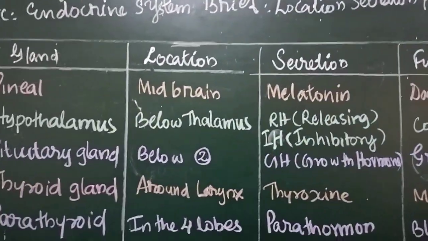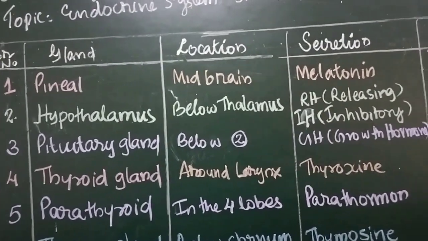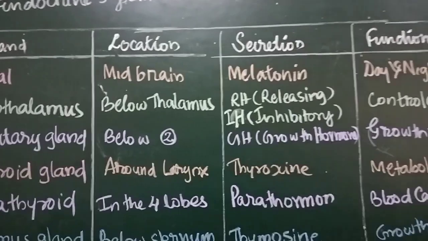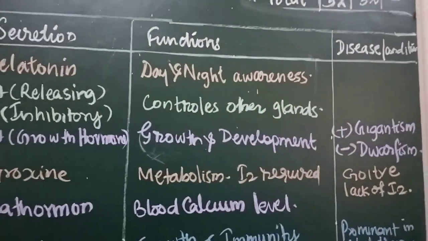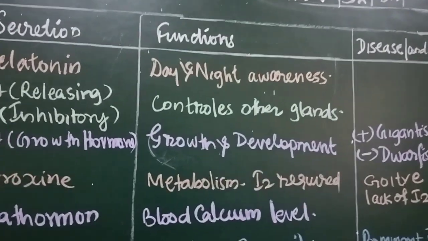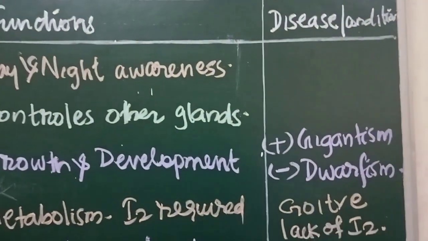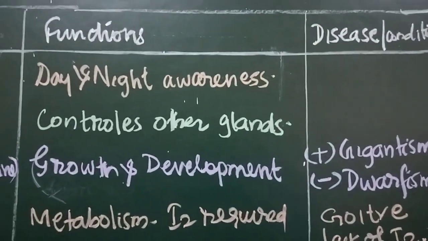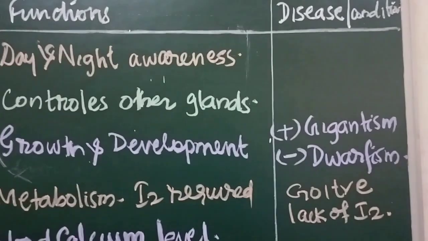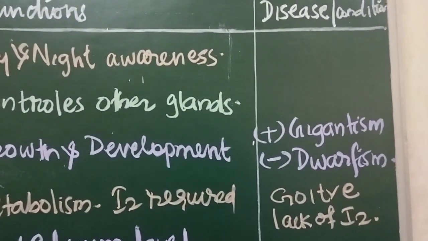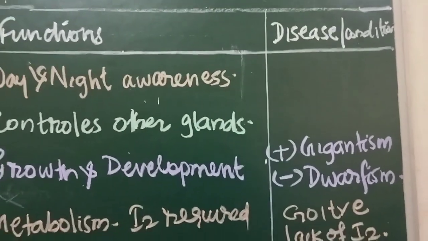Coming to the third one, the pituitary gland, as we have discussed, it is below the hypothalamus and it mainly secretes growth hormone. The growth hormone is responsible for the growth and development of the individual. If it is secreted more, a condition known as gigantism occurs, where the individual will grow abnormally, and in the case of less secretion, we call it dwarfism, where the individual will have stunted growth.